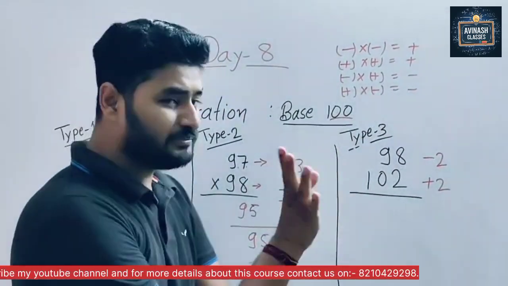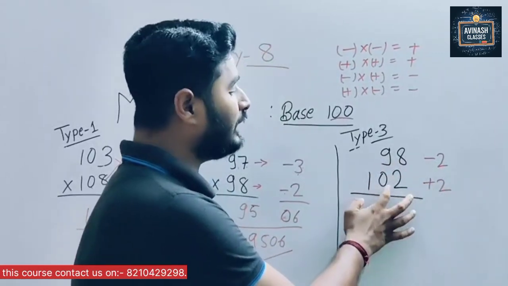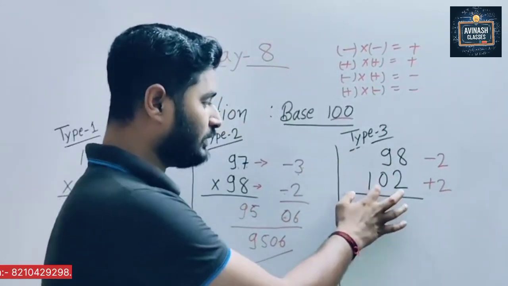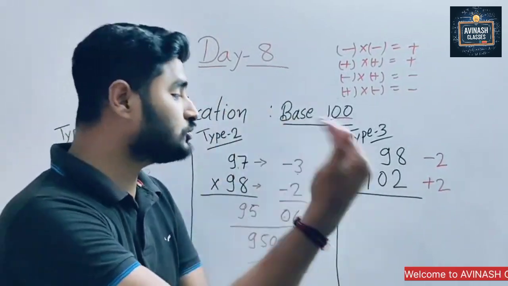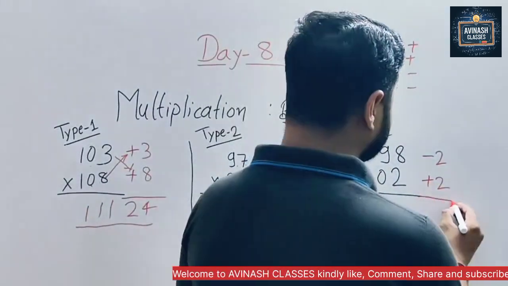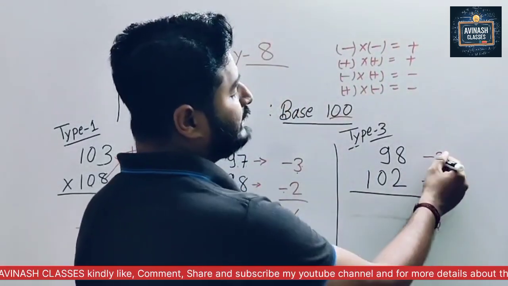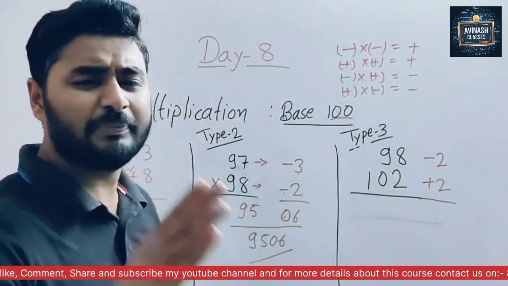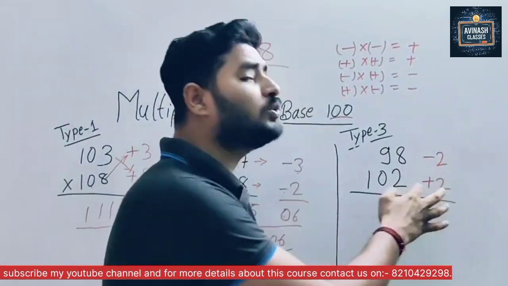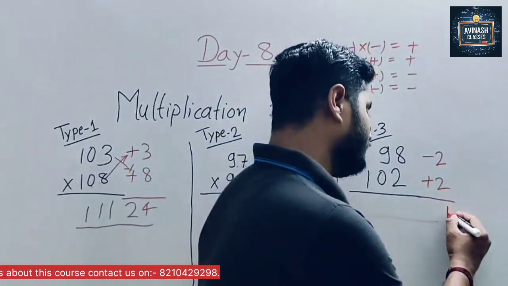Now try to understand. When you see 98 minus 3 and 102 plus 2, it means 100 that is plus 2 and 98 that is minus 2. So here we multiply negative 2 into 2. It's very simple, sir. First we say 2 times 2. So 2 times 2 is what? 4. So here we write 4.